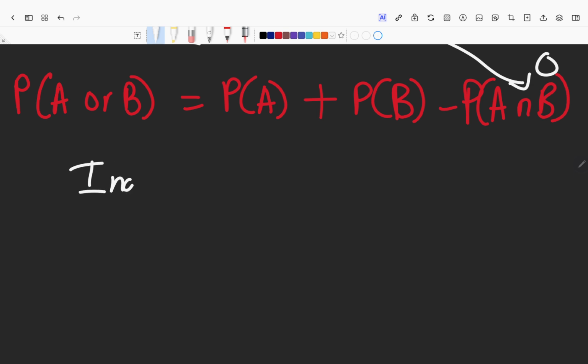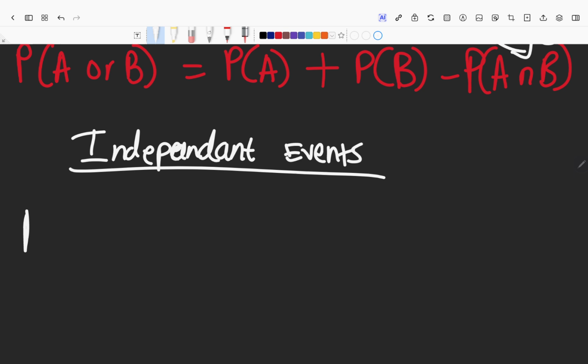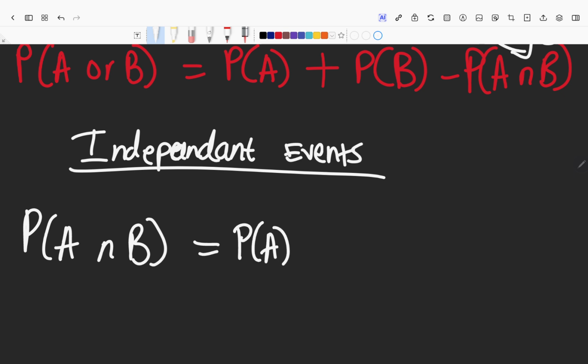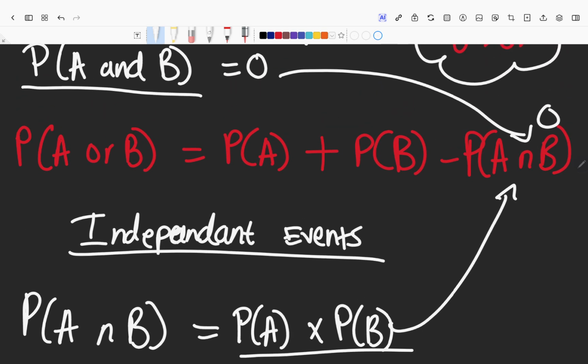So when we say that the events are independent, in independent events, the probability of A and B will change. It will be equal to the probability of A multiplied by the probability of B, which means that this is what you're going to put there, because this is the main, or the mother equation.